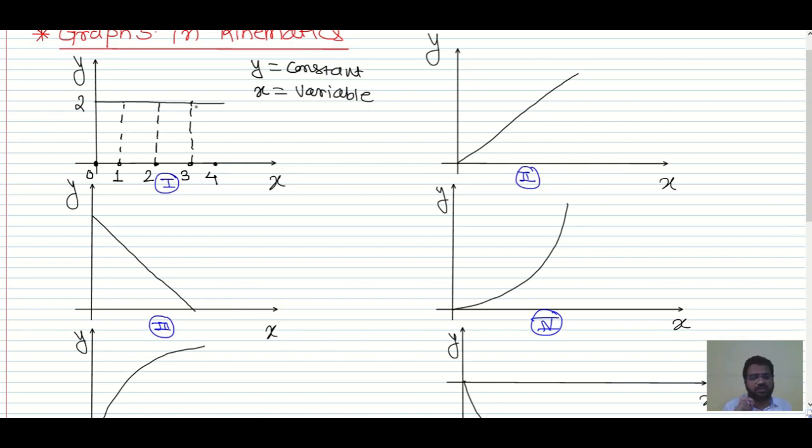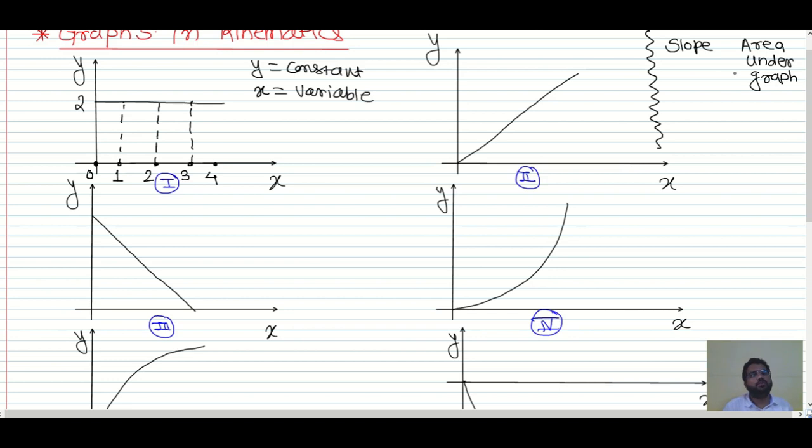One more thing that you need to remember in this is the slope, right? Slope and the area under the curve. Generally for a graph in kinematics, we take two terms: one is slope, the other one is area under the graph. Now see, what is slope? Slope is nothing but the angle made by the line with respect to horizontal, right? Any line.